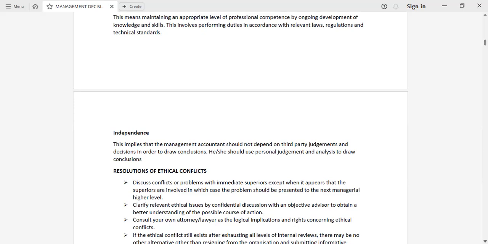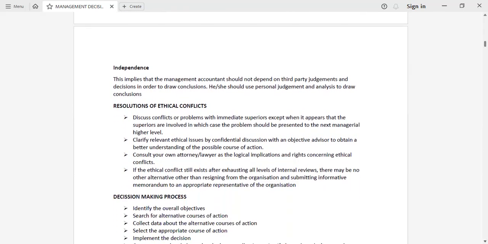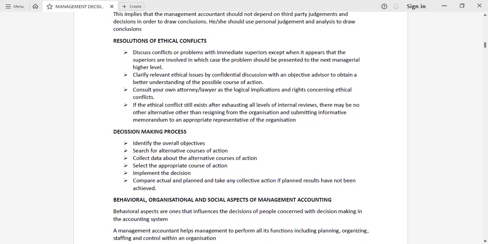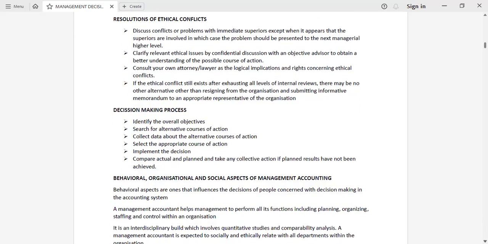So that's basically what we can talk about from that. Maybe next we look at the resolutions of the ethical conflicts, if what we have actually discussed is not followed by the management accountant, and that's what we are going to look at in the next video.